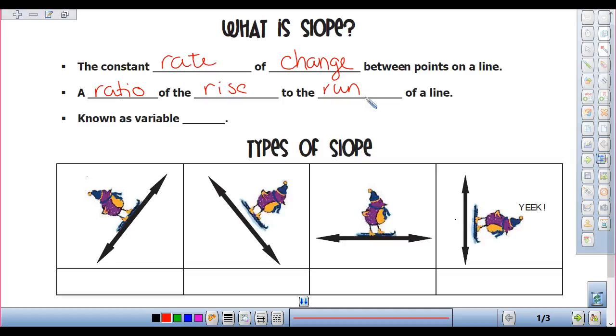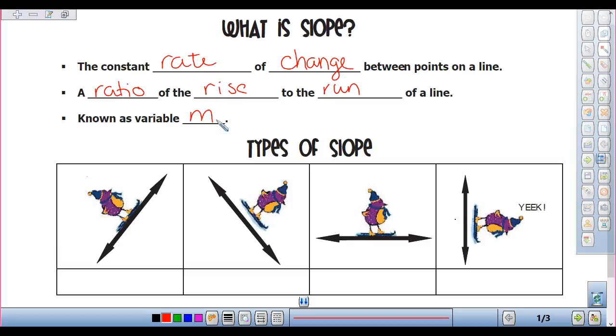Okay. Now the weird part is that we don't symbolize slope with an S. We think of the S, right? It is an M. Okay. Slope is known with variable M.